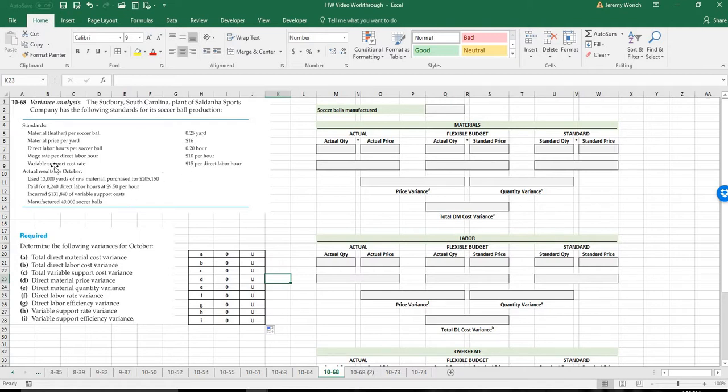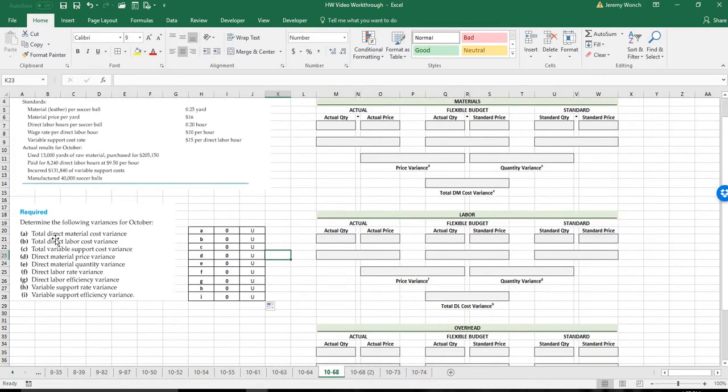It gives us the standards, which would be the industry standard, what they expect to use, the budget, however you want to look at it. So basically what they anticipate doing, how much they anticipate paying for materials, how much material they plan on using, the cost of labor, the cost of everything. Basically, the plan is right here. And then they give us some actual numbers on what actually happened.